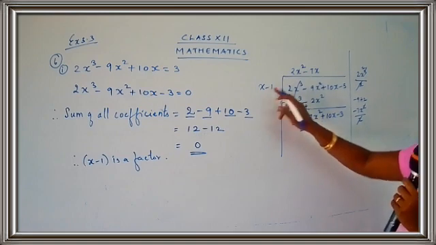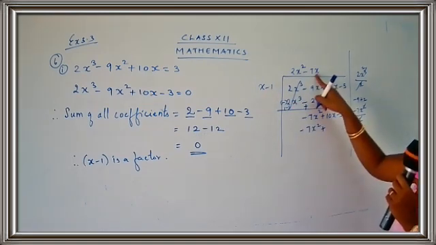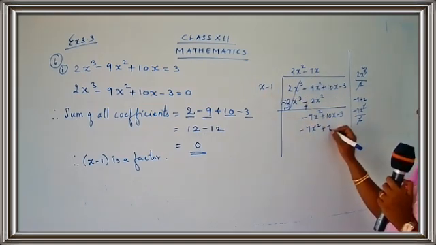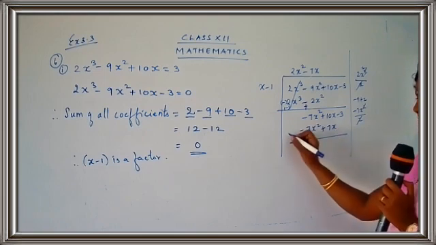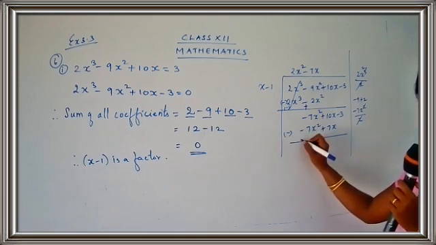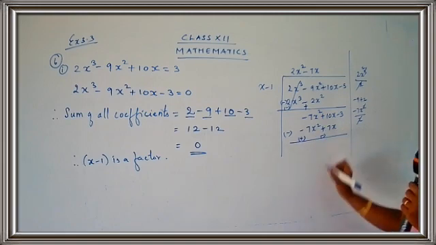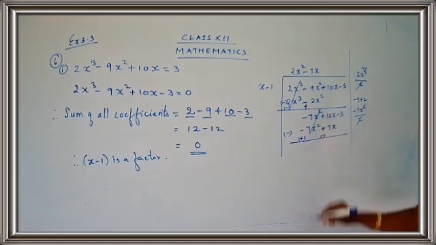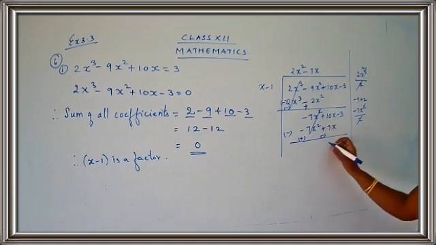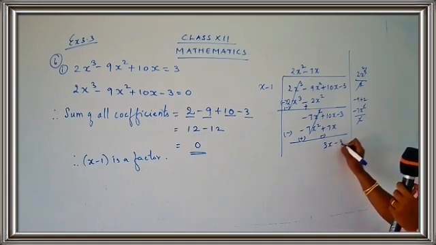Minus minus plus. 7x into 1, 7x. The main sign is minus, so the sign has to be changed. The minus turns to be plus, the plus changes to be minus. Minus plus gets cancelled. 10 minus 7, 3x.